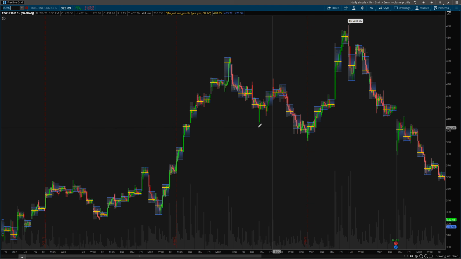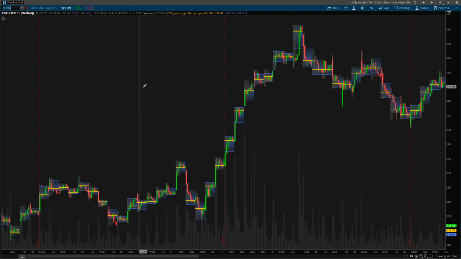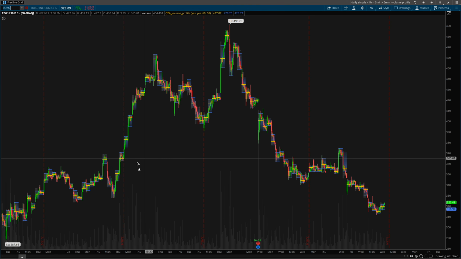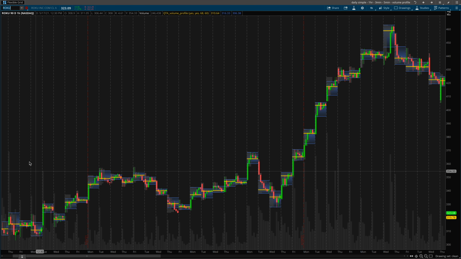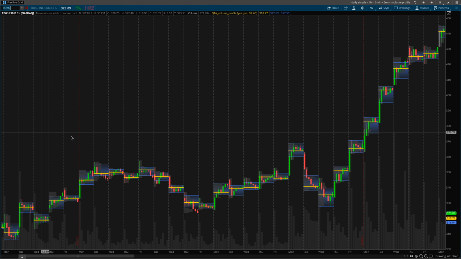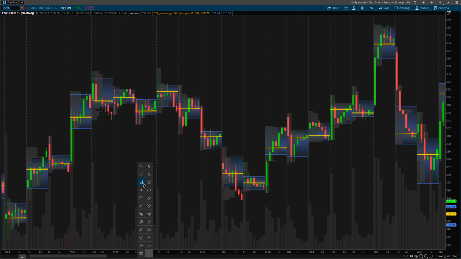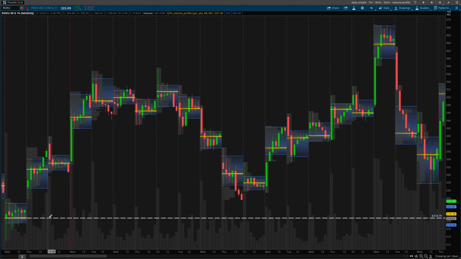Here we are, same study. I want you guys to spot the virgin point of control in this chart, because at this point you should be able to see this right here, guys. If you just come back and look at this, you can pretty much see, was this point of control touched? And guess what, it wasn't. So this is the oldest virgin point of control in this chart. So I'm going to draw this out right here.